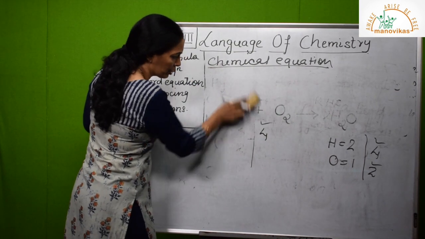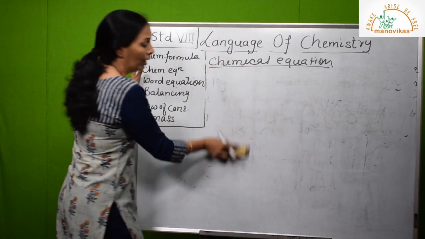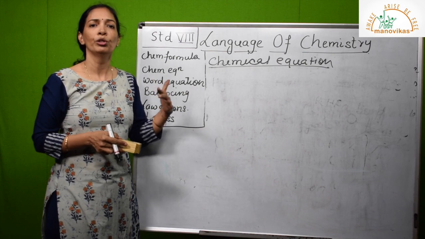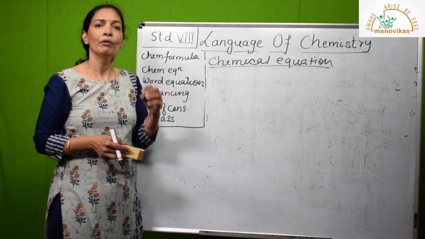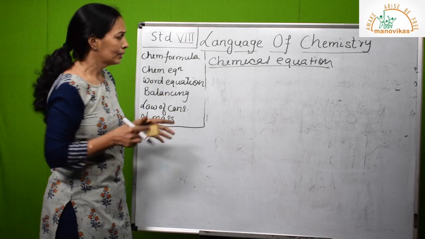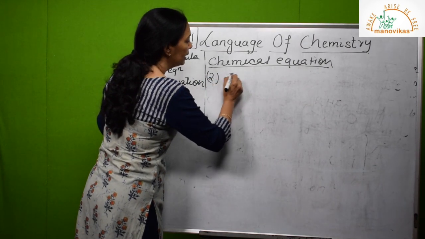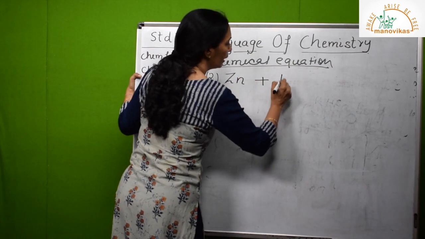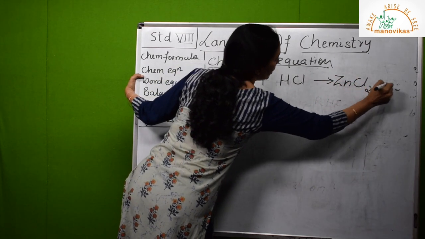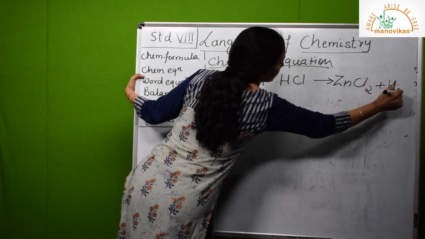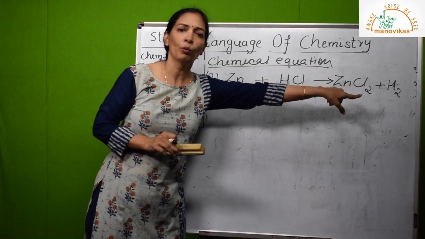Now coming to word equations. If word equations are given, you have to write the symbolic equation. For that you should know how to deduce formulae, and to deduce formulae, you have to know the formula and valency of ions or radicals. So another example I am giving for balancing of equation. For example, zinc combines with HCl and forms zinc chloride and hydrogen gas is liberated. Okay. Zn plus HCl is equal to ZnCl2 plus H2.